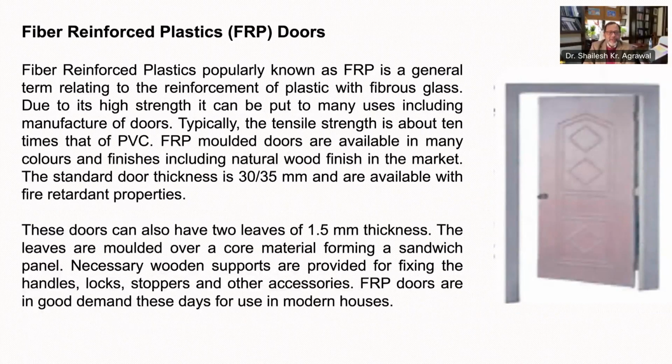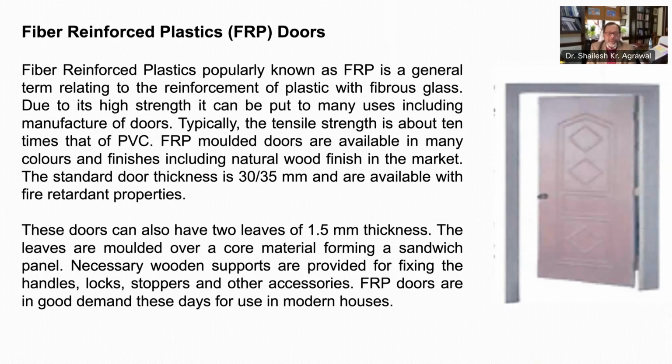Now let's look at fiber reinforced plastic, also known as FRP. It is a general term relating to reinforcement of plastic with fibrous glass. Due to its high strength, it can be put to many uses, including manufacturing of doors. Typically, the tensile strength is about 10 times that of PVC. FRP molded doors are available in many colors and finishes, including natural wood finish in the market. The standard door thickness is 30 to 35 mm and they are available with fire retardant properties.